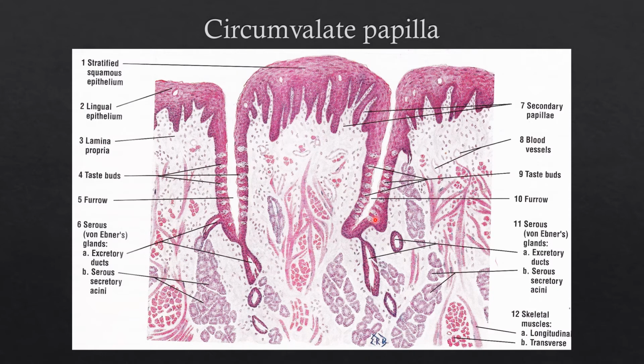So these are the secretory products from the serous glands, which act as a solvent for the taste-inducing substances. Then the lamina propria around the skeletal muscle, as well as the lamina propria around the glands, contains an abundance of blood vessels in it.